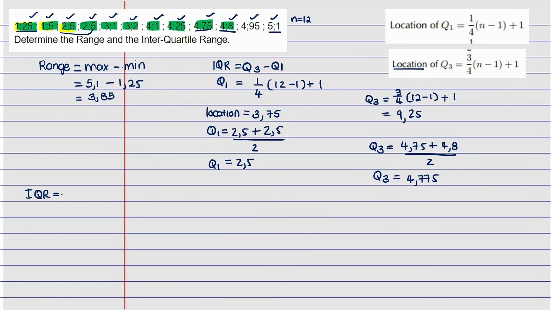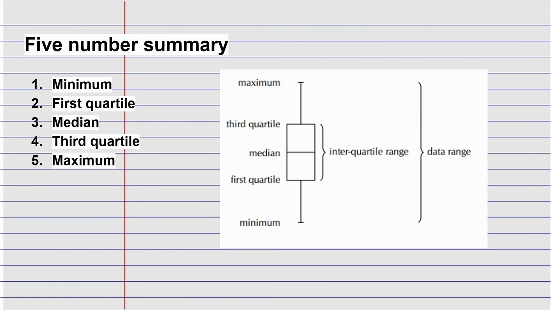So now your interquartile range is going to be equal to Q3 minus Q1, right? So it's going to be 4.775 minus 2.5. We're going to get our answer as being equal to 2.275. And you are done finding the range and the interquartile range. Now the 5-number summary, right?